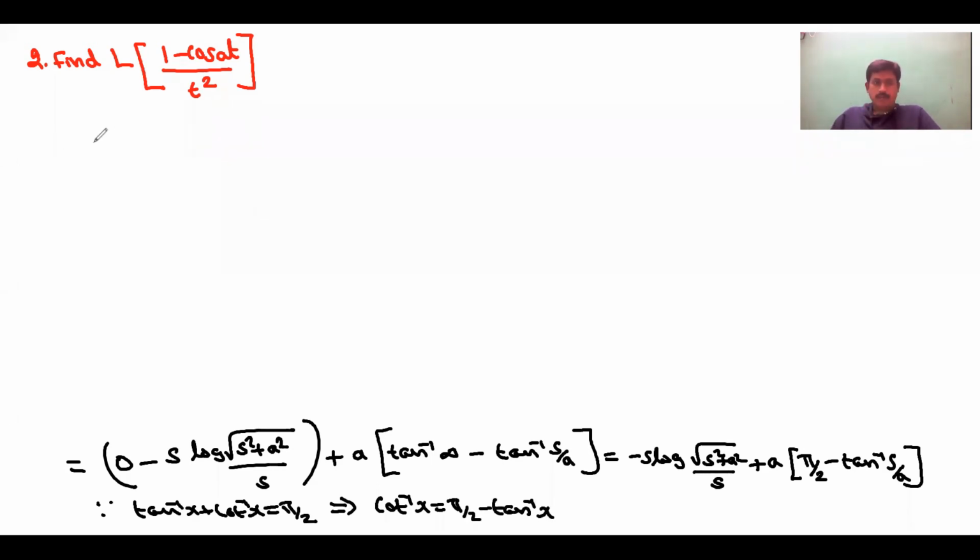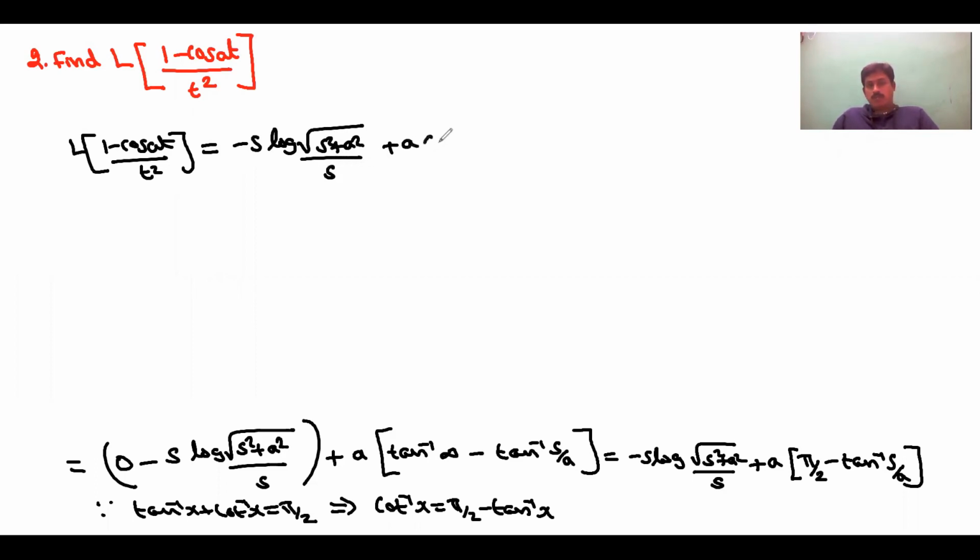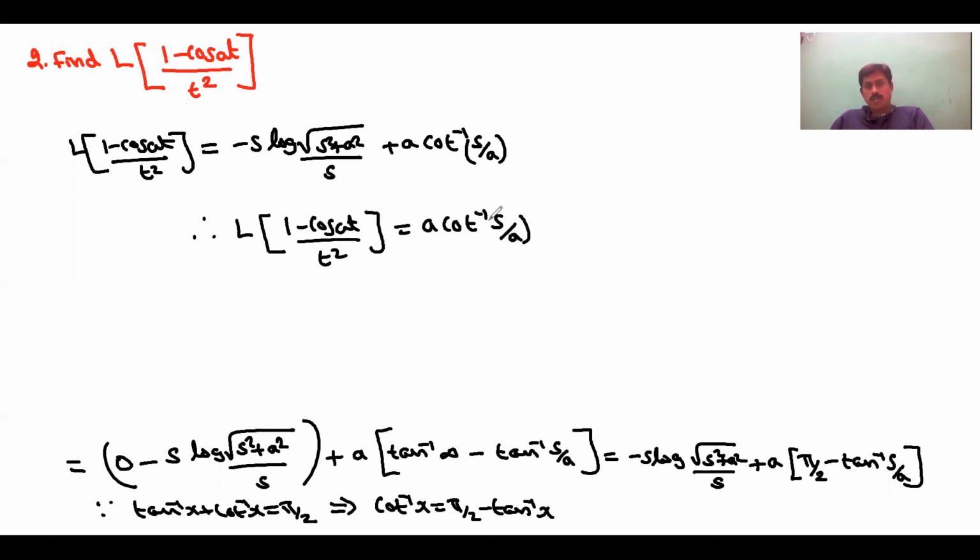Applying this, we can write the term as L of (1 minus cos at) by t square equal to minus s into log of square root of s square plus a square divided by s plus a into, this can be written as cot inverse of s by a. Rewriting this, we get our final answer. L of (1 minus cos at) by t square equal to a into cot inverse of s by a minus s into log of square root of s square plus a square divided by s is the required answer.